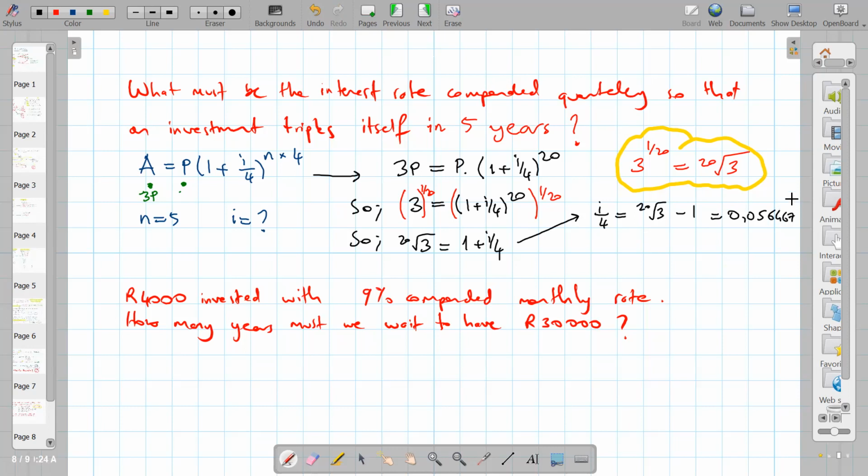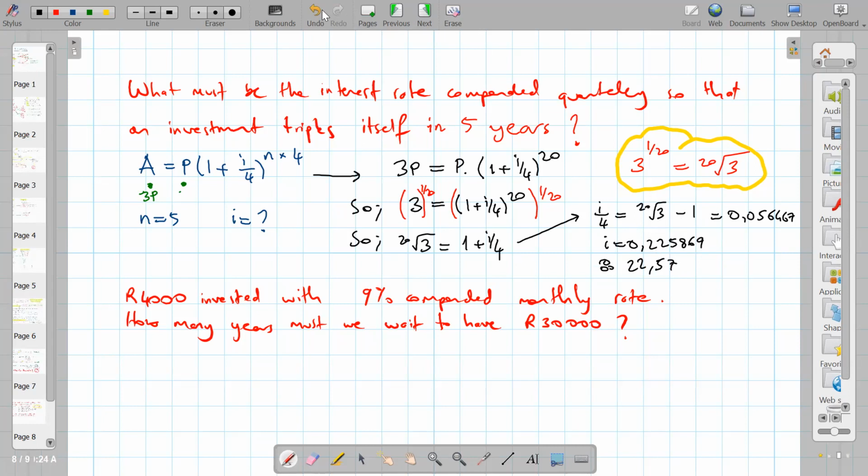We're gonna times the answer by 4. So I is equal to 0.22586969, whatever. Now times by 100, so you get the percentage. So it is 22.57%. That is the answer.